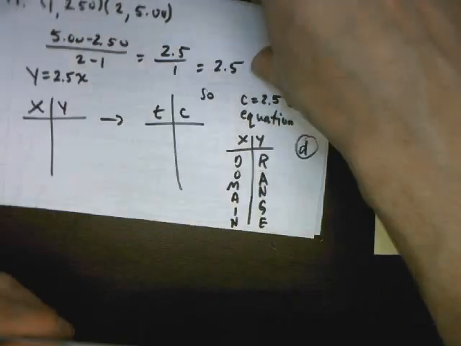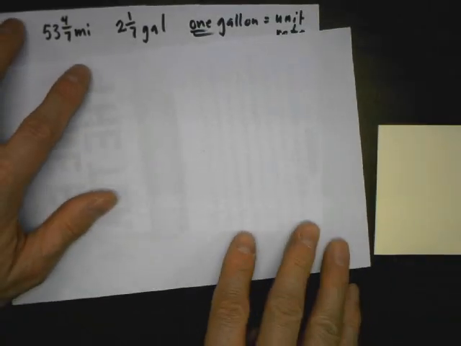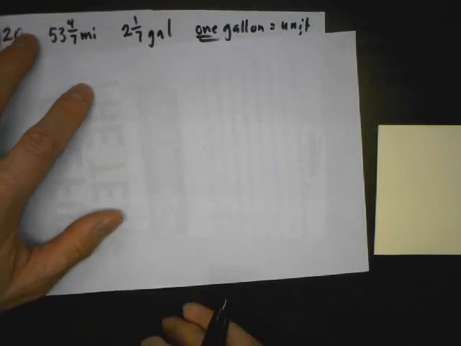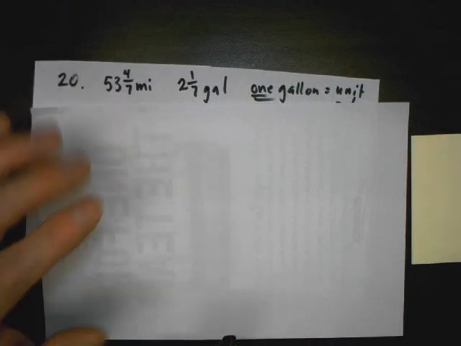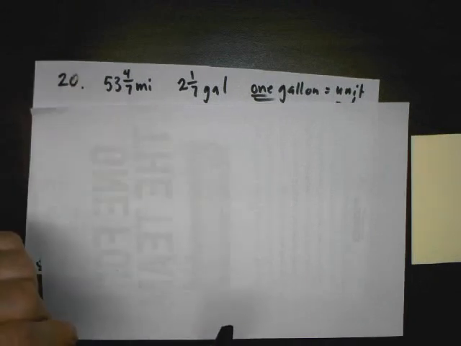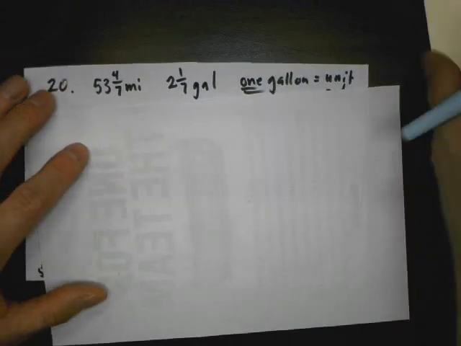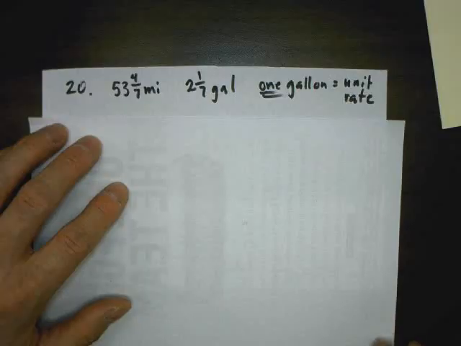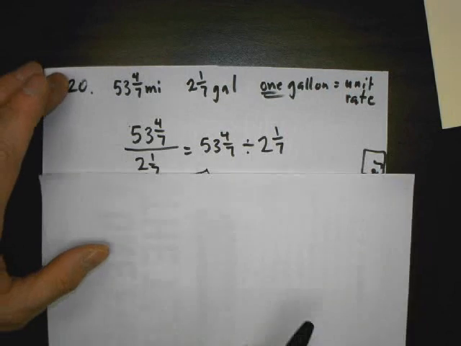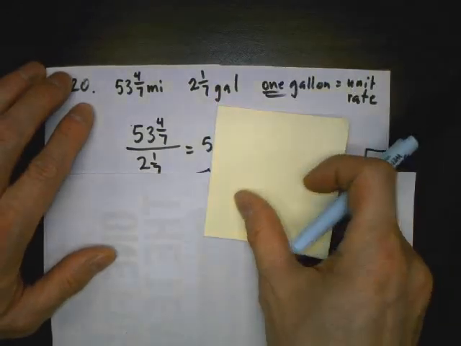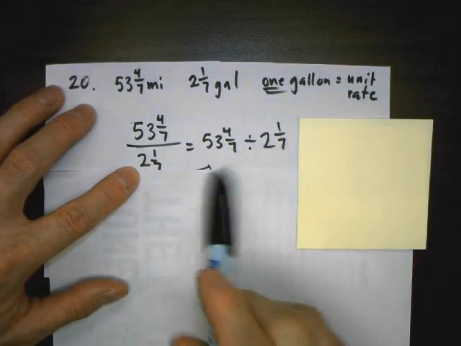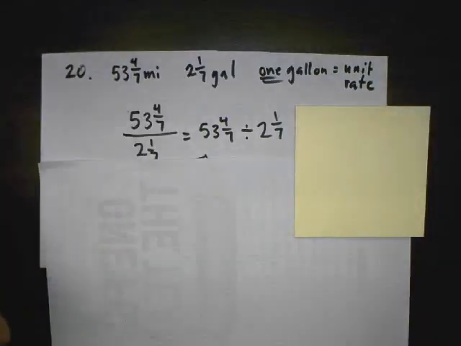Number 20 says the car travels at a rate of 53 4/7 miles with 2 1/7 gallons of gas. At that rate, how far can your car travel on 1 gallon? In other words, find the unit rate. So how do we find unit rate? We go top divided by bottom. That's how it'll tell us how much per gallon. So what I do then is I put this over this, which is the same as this divided by this.